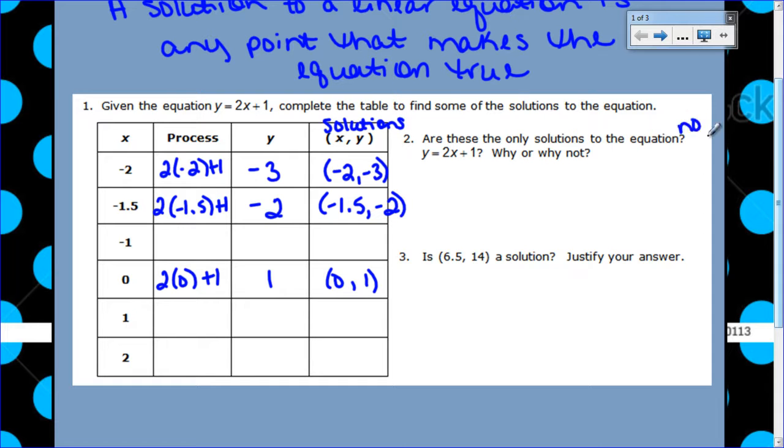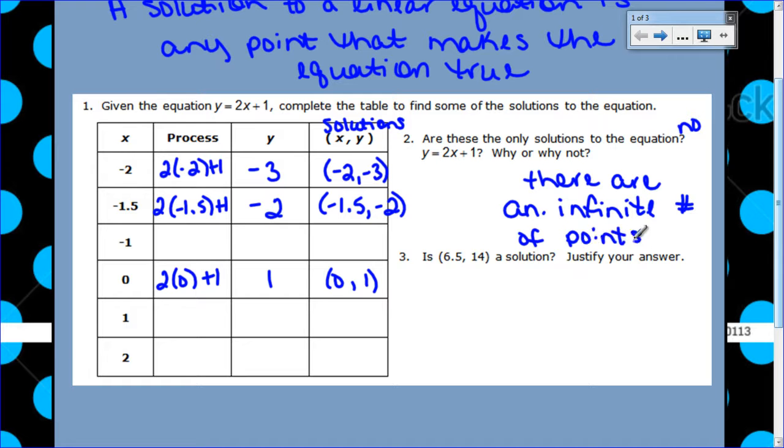So question number 2 says, are these the only solutions to the equation? Well, no. Because I could pick any number that I could think of, 950 million. I can plug it in for x and get a value for y. So there's an infinite number of solutions. It just depends on where I want to stop and start that line. And the reason why is because there are an infinite number of points on that line.